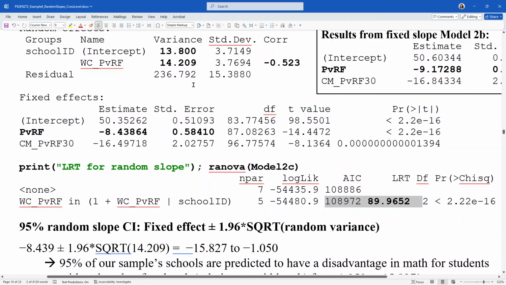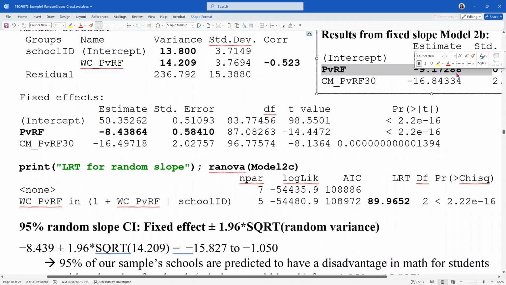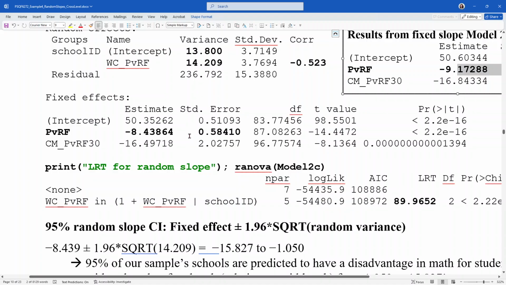We can do some things to help understand what that means. So first thing I want to point out, the fixed slope has changed. It was minus 9.17. It is now minus 8.4. It means something a little different. This is the average slope across the school slopes, whereas this over here is just the slope, period. Weighted versus unweighted. Likewise, look at the standard error on this bad boy, 0.33. After adding in a random slope, 0.58, almost double.